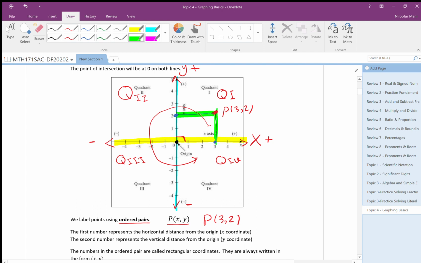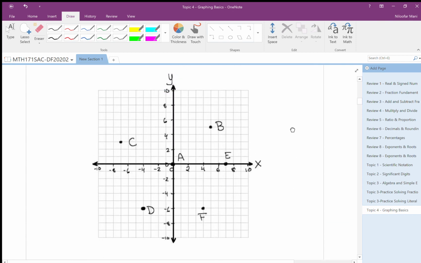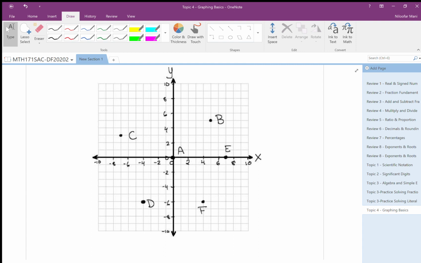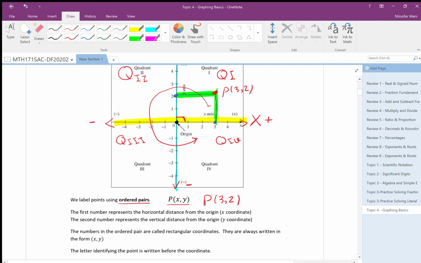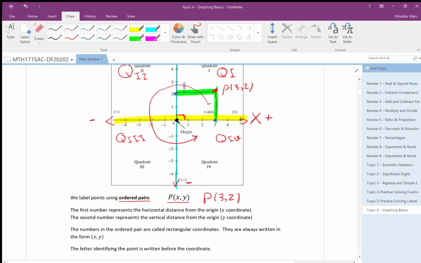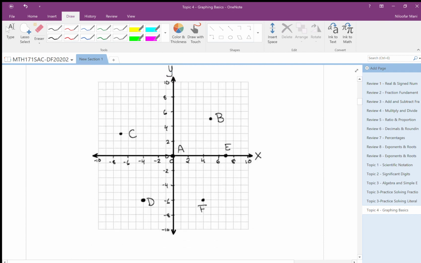When I find x and y, I make these two lines, and where they touch each other is just the point. In order to practice, I have some points here, and I want you to tell me what they are. Here I gave you the point, and I was supposed to find the point there, and here I have the point, and I am supposed to tell what the coordinate is. Okay, this one is A, for example.